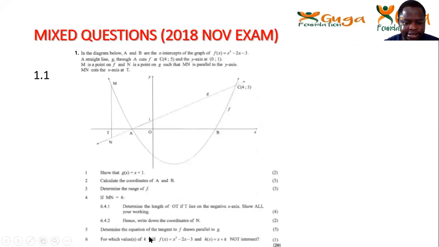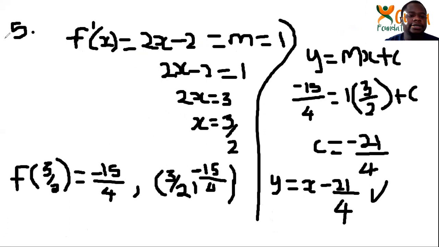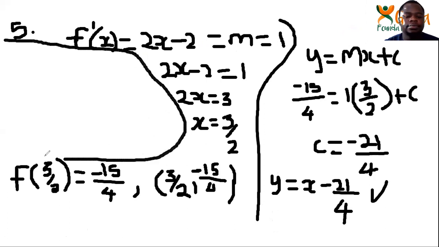Here they're saying that for what values of k, right, will the graph of f of x is minus 2x minus 3 and h of x plus k not intersect. So these two graphs will not intersect, and we got the k intercept there as negative, so I can write it here, so this will be number 6. So this graph will not intersect whereby the k is going down. The k is going down. It will be this value here.